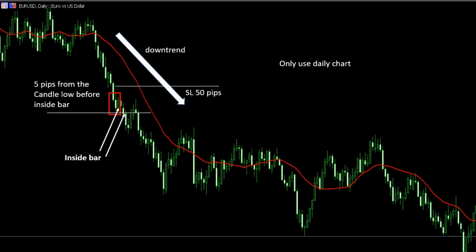Now one more thing, this strategy only works in daily chart. That is what I recommend, because I'm using daily chart. I don't look at 4-hour chart, 1-hour chart. It may work for you, but I only use daily chart. Let's look at another chart.